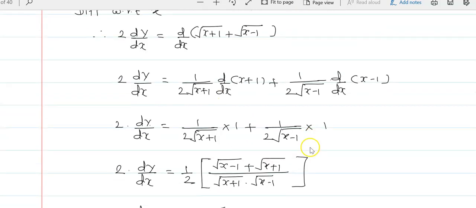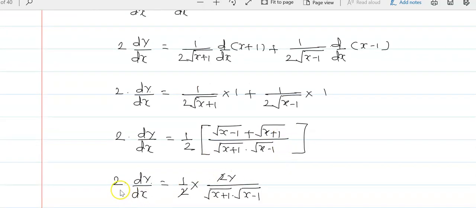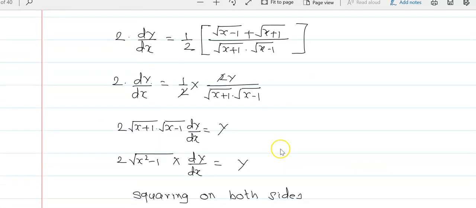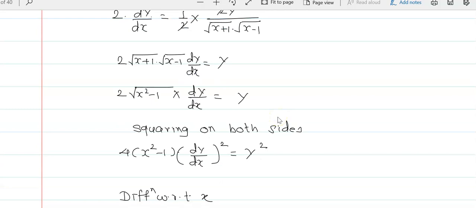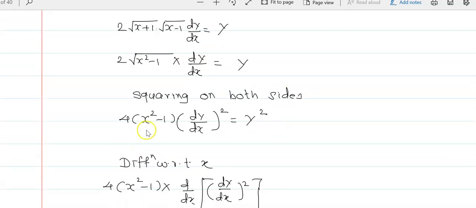Differentiate this. Cross multiplication. 2y divided by 1 upon 2. This is the value of y. This is the 2y, in root of x minus 1 plus in root of x plus 1, this is 2y. The 2 gets cancelled. This is divided, it becomes multiplied. That is 2 root of x plus 1 into root of x minus 1 into dy/dx is equal to y. It becomes 2 root of x² minus 1 into dy/dx is equal to y. Squaring on both sides, that is 4(x² − 1)(dy/dx)² is equal to y².